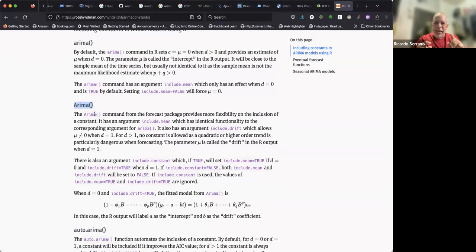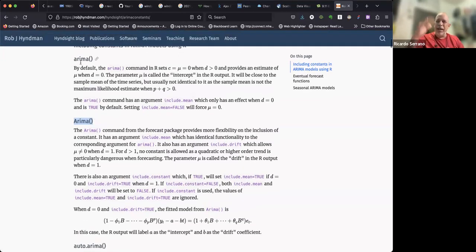The other Arima that he mentions, with the capital A and then lowercase, like a normal word, comes from the forecast package. This function has some arguments that let you tell it whether to include a constant or not. And then we have the ARIMA lowercase, which comes with the stats package, a base package from R. So we have three packages that give you three flavors of the same function.